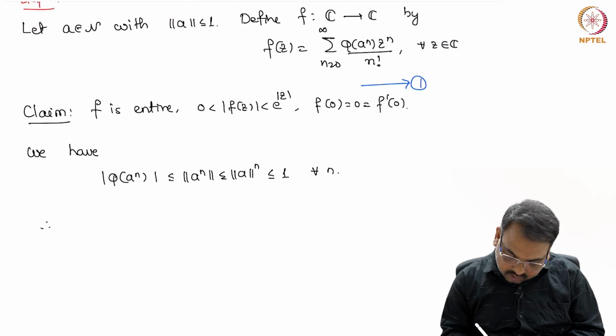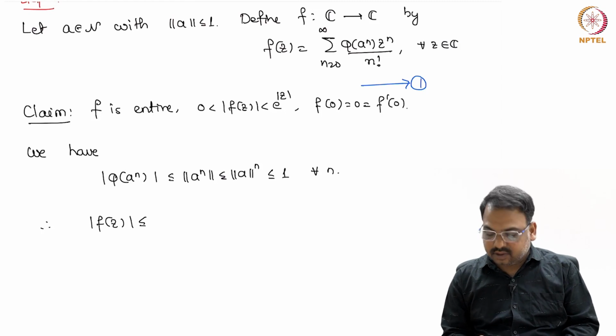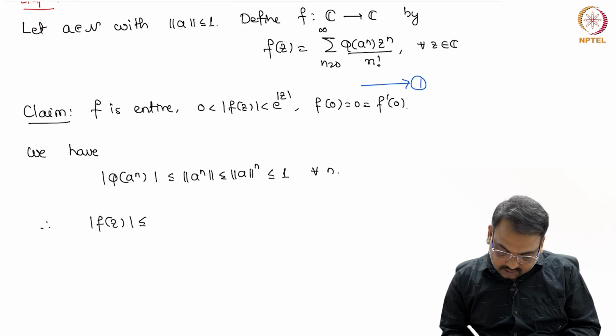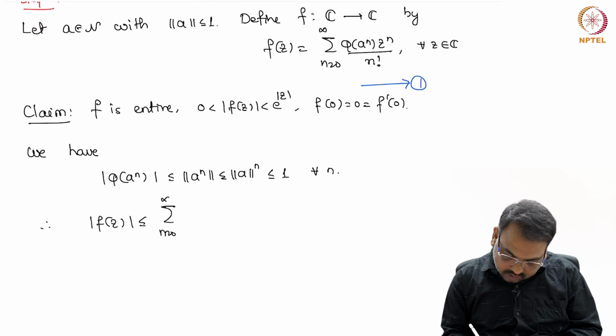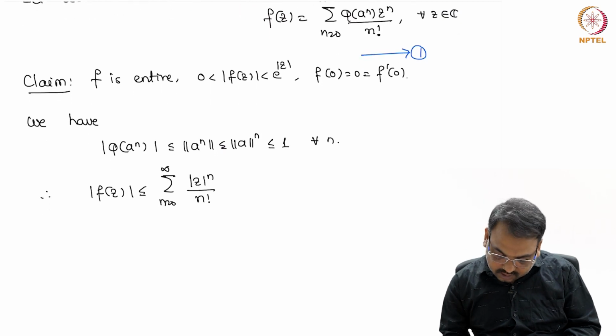So we can conclude that mod f of z is less than or equal to, by the comparison test we can say that the series is convergent at every point z, at every complex number. That means f is entire and mod f of z is less than or equal to summation n equal to 0 to infinity mod z power n by n factorial, because modulus of phi of a power n is less than or equal to 1. So from this, this is nothing but e power mod z.